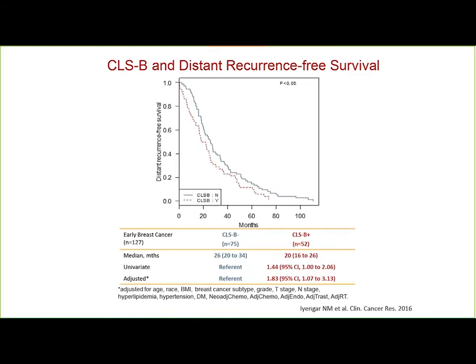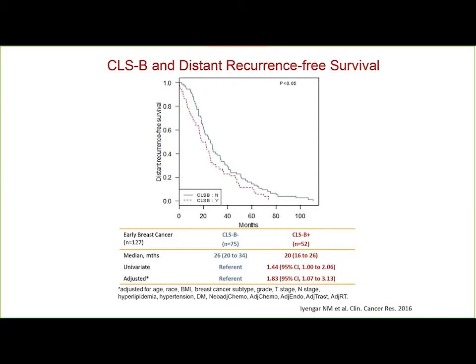Here we went on to look at the relationship between CLS-B status and distant recurrence-free survival. The gray solid line represents those women who did not have inflammation at the time of index mastectomy, and the dashed red line represents women who did have occult breast inflammation at the time of mastectomy. And one sees that the time to recurrence was reduced in those who were inflamed.